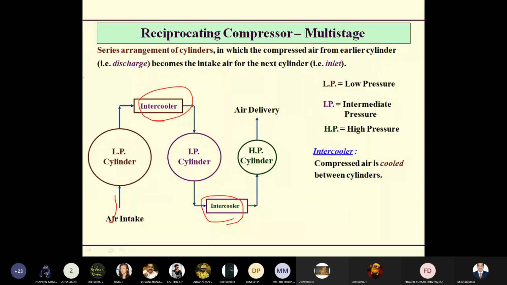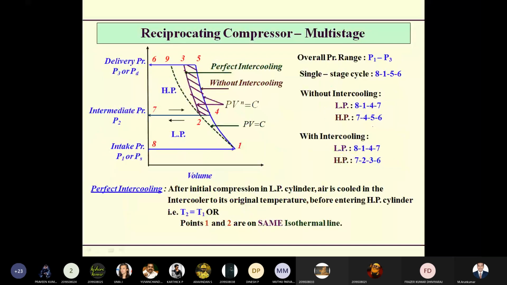So this is a series arrangement of cylinders in which the compressed air from the earlier cylinder becomes the intake of the next cylinder. You know very well that LP stands for low pressure, IP intermediate pressure, HP high pressure. Then you know what an intercooler is: the compressed air is cooled between the cylinders. Then this is your multi-stage reciprocating compression PV diagram.